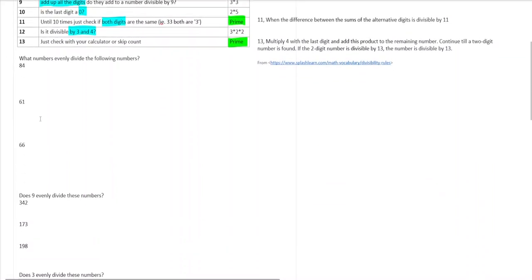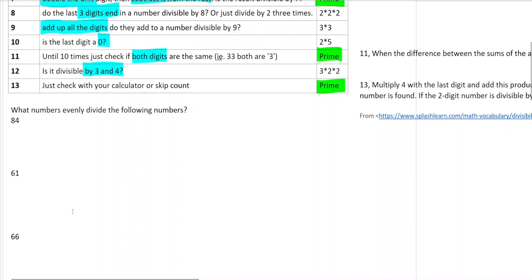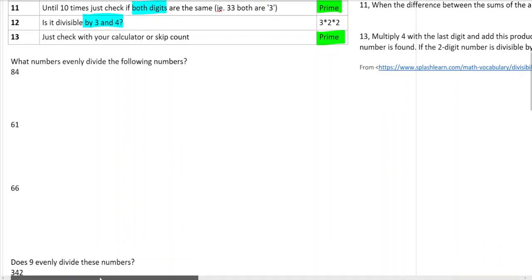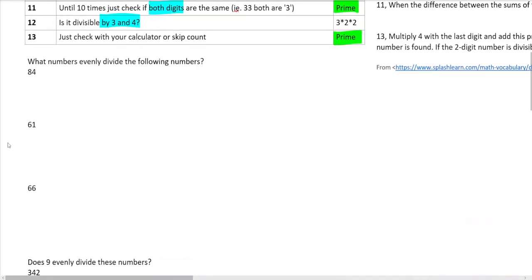All right, so what numbers evenly divide the following numbers? We're going to just go through a bunch of different options, one at a time. So first, 1 and 84 divide it evenly. Secondly, it's an even number, so 2 and 42 divide it evenly. Next, if you add 8 plus 4, you get 12, which is divisible by 3. Therefore, you do 84 divided by 3 and you get 28.